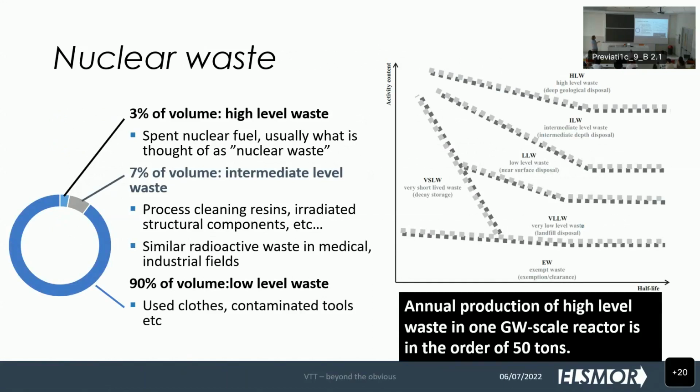As a reminder, when we are talking about nuclear waste, we have a wide variety of waste. We have spent nuclear fuel, we have intermediate level waste, which is processing, cleaning resins, irradiated structural components, and then most of the stuff is low level waste, which is like used clothes and contaminated tools and so on. So when we are talking about nuclear waste, what is the part which worries you the most? Or what do you consider the problem?